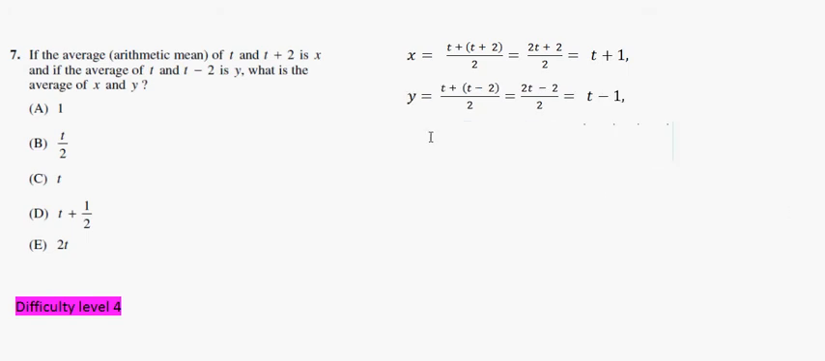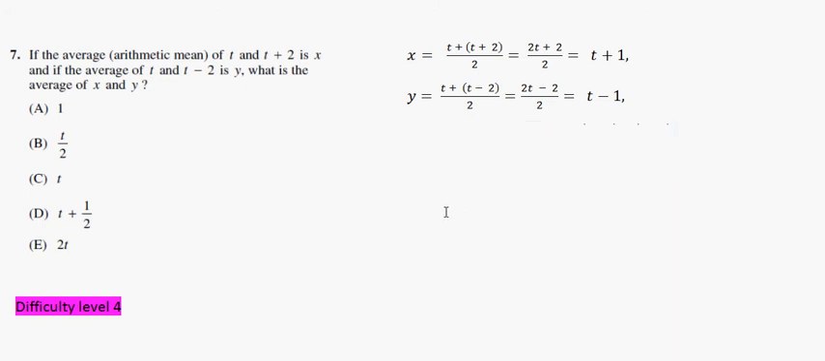The next step is similar to the previous. Now we find y as the average of t and t minus 2. So we add t and t minus 2 and divide the result by 2. t plus t minus 2 is 2t minus 2. And then each term of the numerator we divide by 2, the result is t minus 1. So y equals t minus 1.